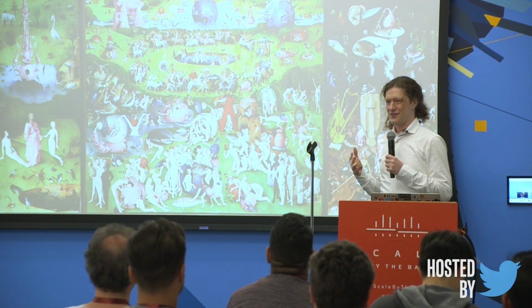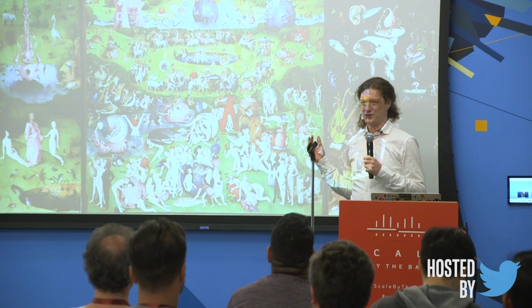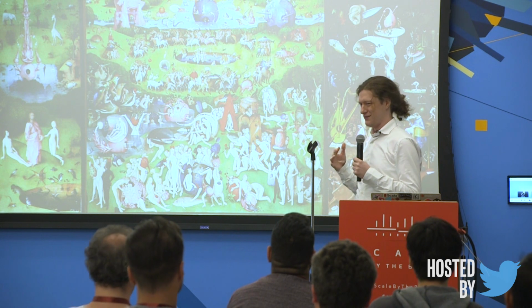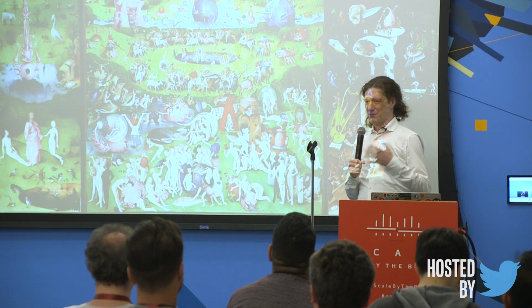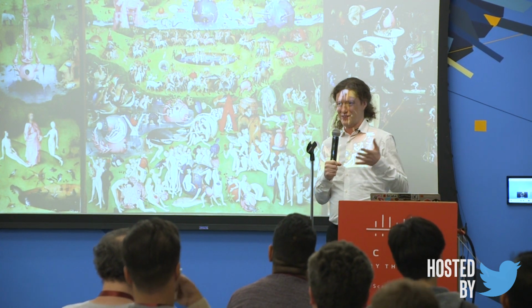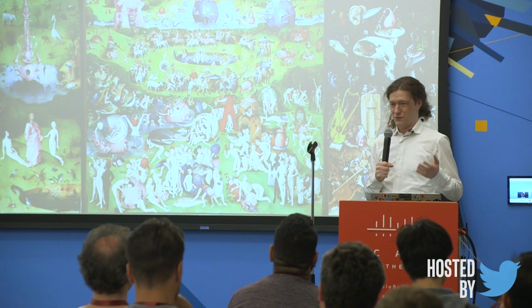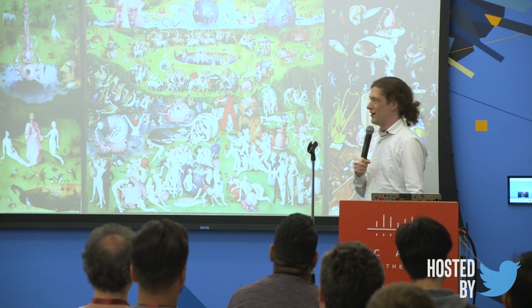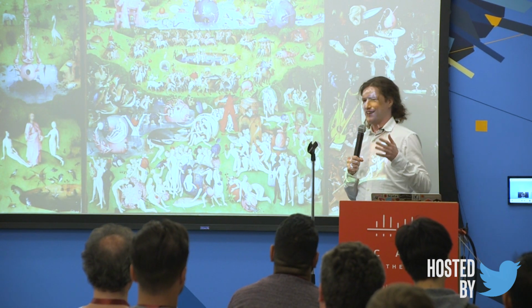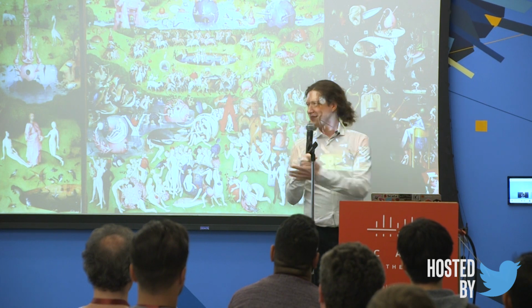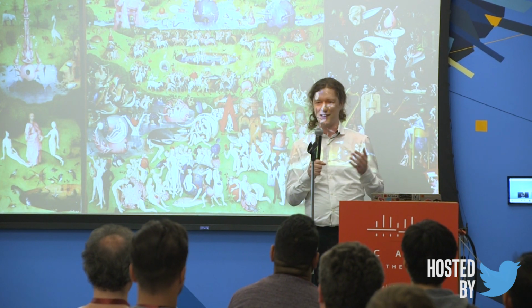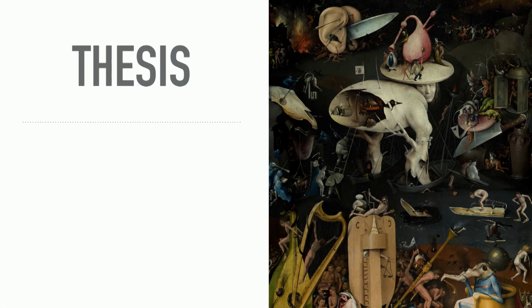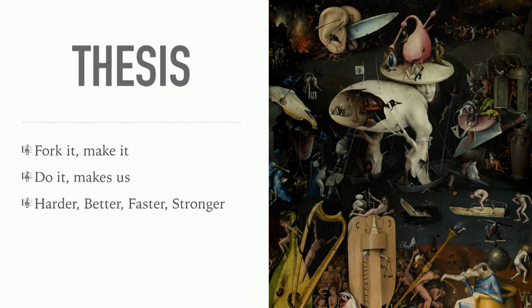Because I think there's various tools that have the potential to improve your development experience, all our development experiences, and they might be underused because of issues in how they are integrated, or not as integrated as they could be, into the overall workflow. So I'm structuring this talk as a Hegelian dialectic with a thesis, antithesis, and a synthesis. As you see, it's illustrated by Hieronymus Bosch, and the lyrics are by Daft Punk. So the thesis goes like this: fork it, make it, do it, makes us harder, better, faster, stronger.